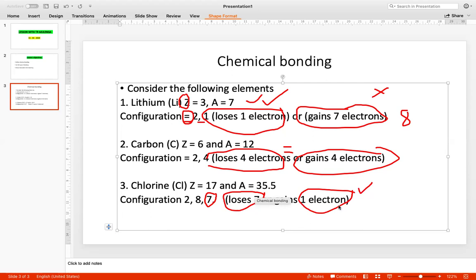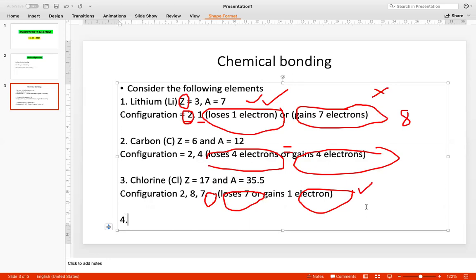So these guys are likely to lose. The first ones lose. The in-between ones share, so that nobody loses, nobody gains, they share. And then the last one will definitely gain a single electron. We look at the last one. The last one is going to be a little bit easier, and that last one is helium.